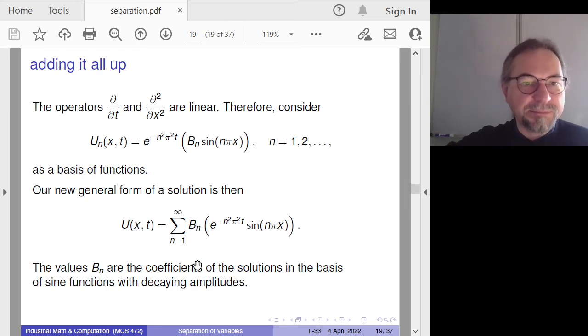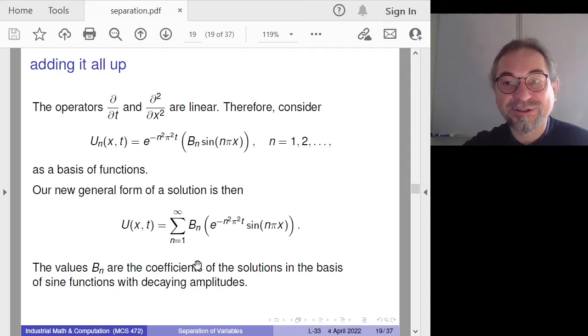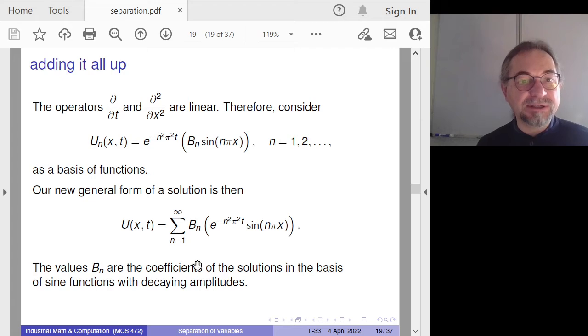Well, we can assemble everything. In some sense it actually gets worse, because the linearity of the derivatives also means that any linear combination of these basis functions is also a solution. So that means we now have a whole family of solutions, and there are infinitely many, and we have coefficients in the basis of the sine functions that all have these decaying amplitudes.